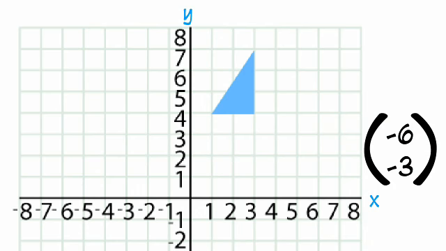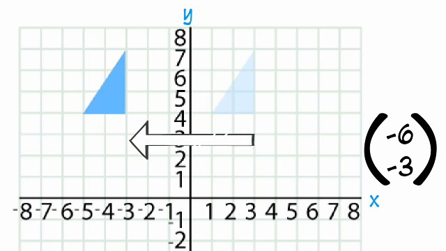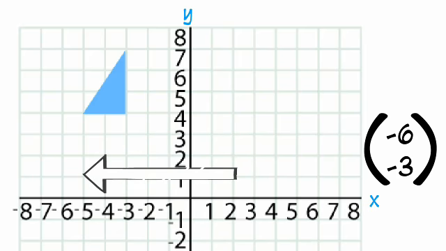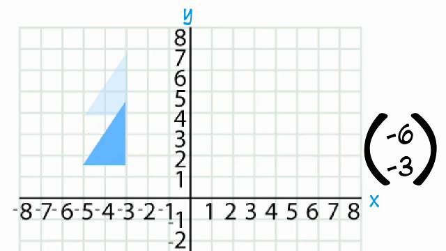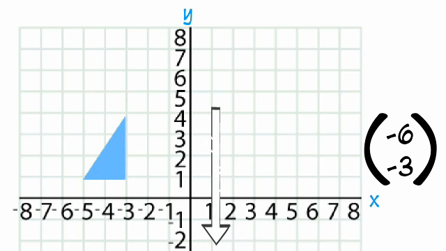(-6, -3), because the shape has moved 6 squares to the left, and you can see if you look along the x-axis, the numbers on the left hand side are negative, and the shape has also moved 3 squares down, so the bottom number of the vector is -3. And again, if you look at the y-axis this time, you'll see when you go down, the numbers also become negative.